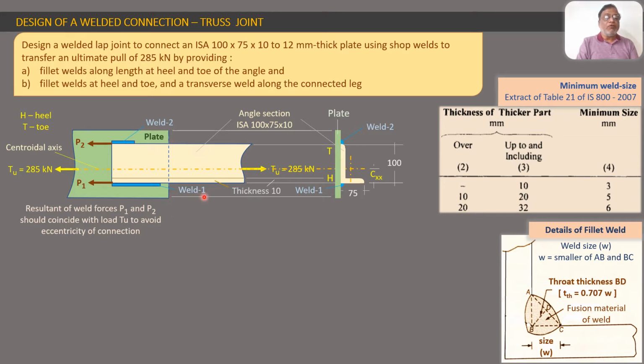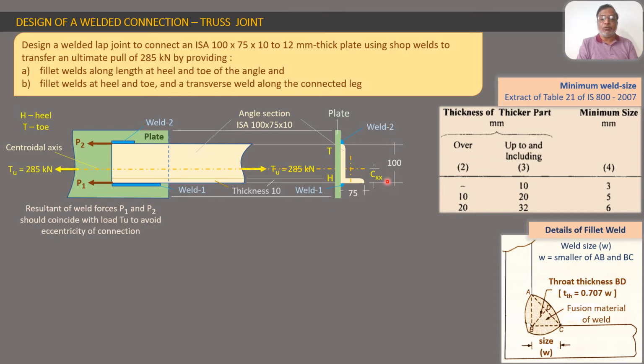Now for that we have to refer to the statement of the problem. In part A, they are saying by providing fillet weld along length at heel and toe of the angle. Along the length means this is the length of the angle, so you have to provide the welds parallel to this length, at the heel as well as at the toe of the angle. This point is called the heel of the angle, and this is called the toe of the angle.